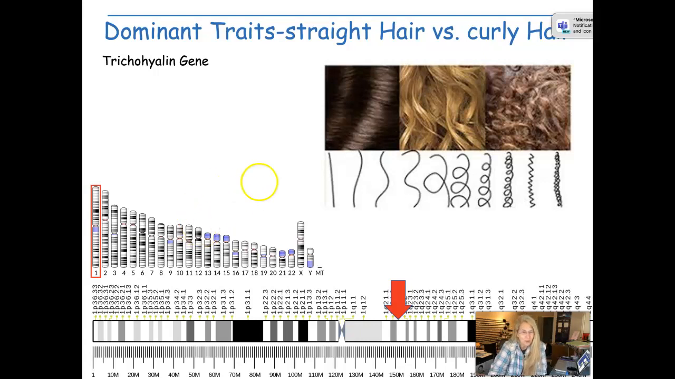And so here we're looking at this spot right here. And down here you can look at this. It's 150 million base pairs, which means 150 million A, A, T, G, G, C, C, C. That's a lot.